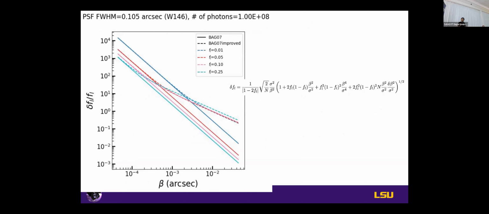In order to compare how important that extra term is, I have plotted here assuming that the angular separation is measured with 10% accuracy. We can see that if the angular separation is very small, then it matches the Bennett Anderson Gaudi 2007 paper expression, which is really the first term. But if the angular separation increases, the 10% accuracy in the angular separation measurement actually worsens the lens flux measurement.